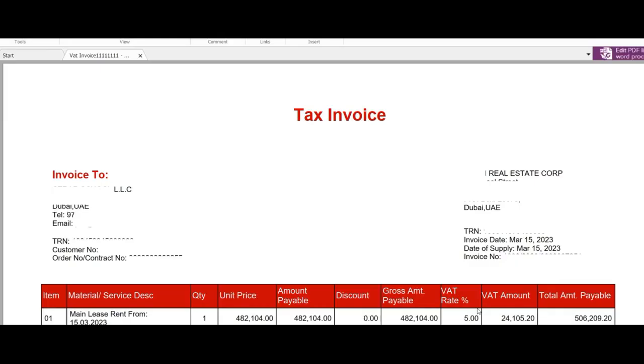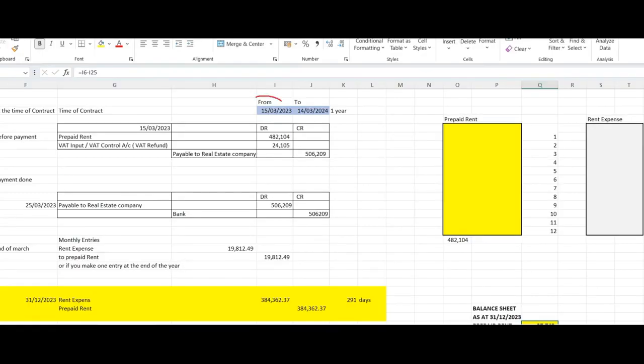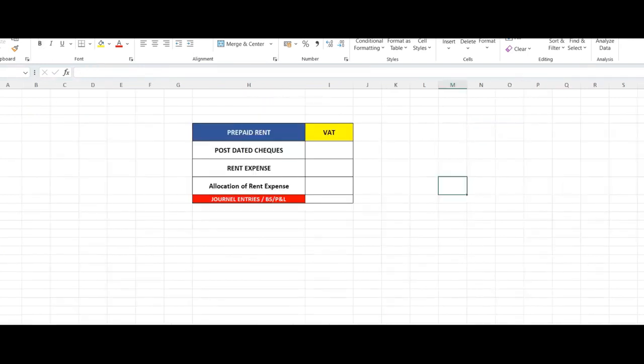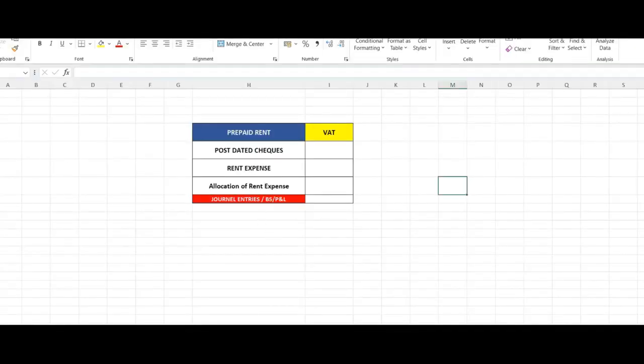Now let's see our example, in which the dates are different. We have a VAT amount and our rent invoice date is different from our financial year ending date. So we received this invoice on 15th of March 2023. This is for 1 year, from 15th of March 2023 to 14th of March 2024. So at the time of contract or at the time of invoice, we will make this entry.